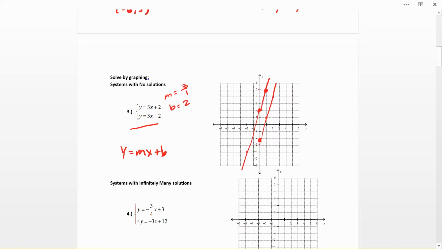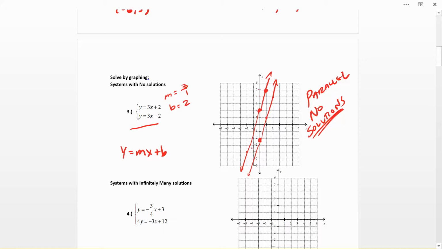times. I like to put a couple of points on there sometimes just so that my line's a little bit straighter. And when I graph that, notice in this case that my two lines are parallel. So they don't cross, so there's no solutions to this particular example. And that's because those lines are parallel.